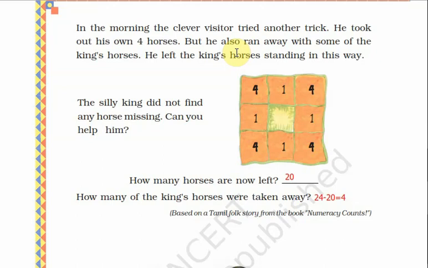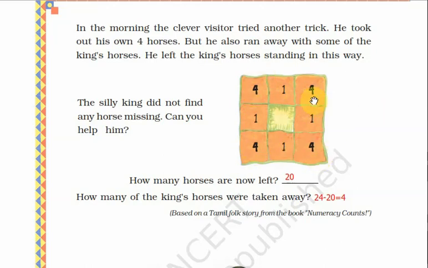The king is having 24 horses. Among these 24, he took some of the horses along with him. So how he did that, let us see. He arranged the king's horses in this way. See, in this order 4, 1, 4. 4 plus 1 is 5, 5 plus 4 is 9. When the king came and counted, it is 9. Again 4 plus 1 is 5, 5 plus 4 is 9.